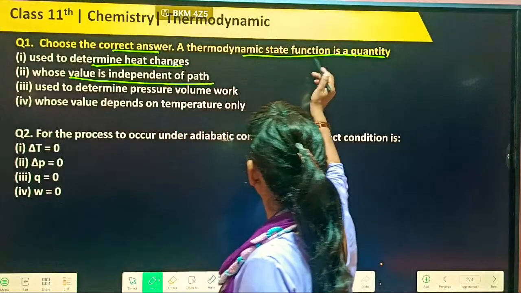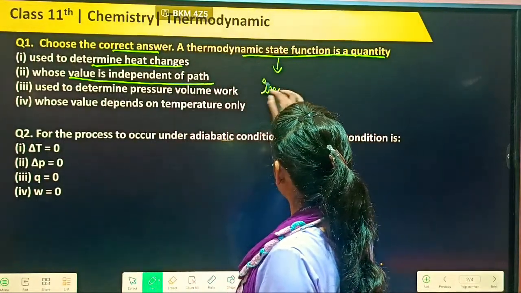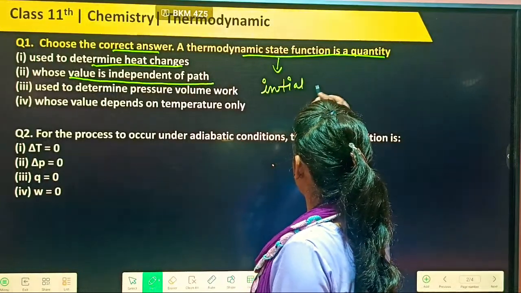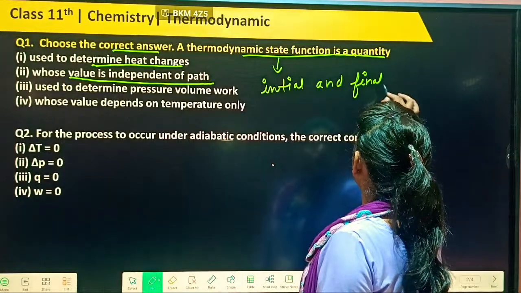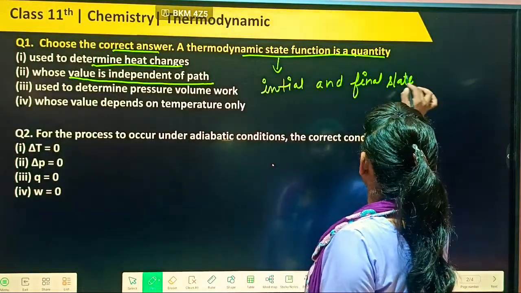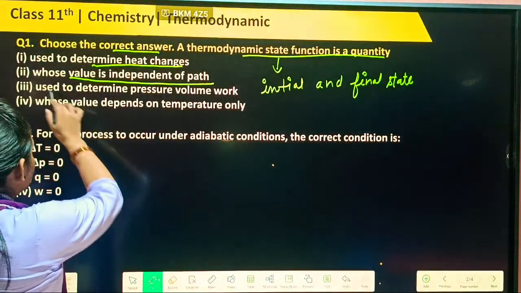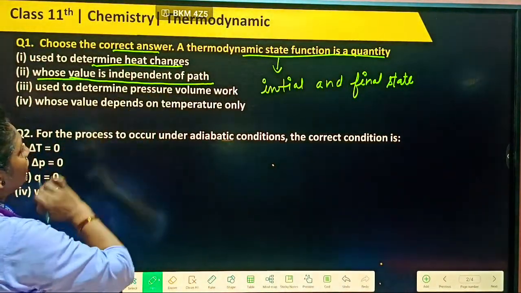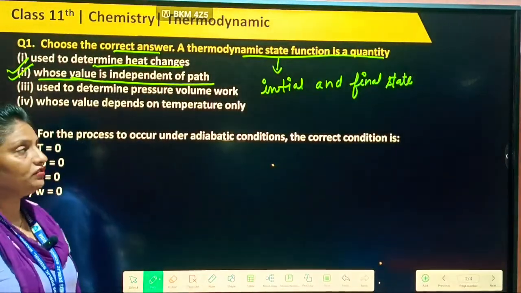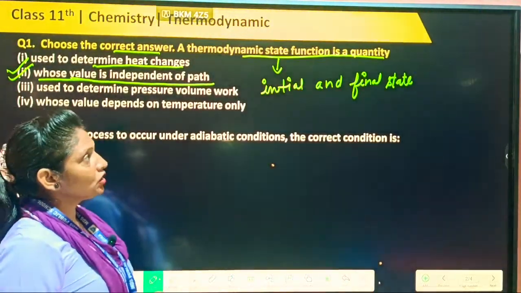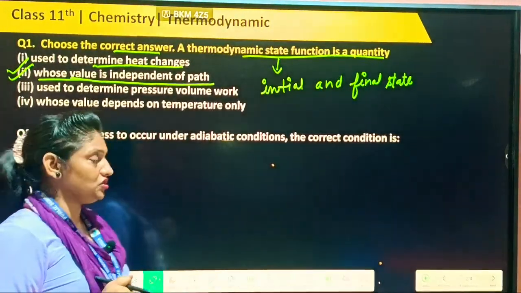Yes. State function depends only on the initial and final state. It does not depend on the path. Means whose value is independent of the path. So the second option is the correct option for this question. This is question number first of the thermodynamics NCERT exercise.